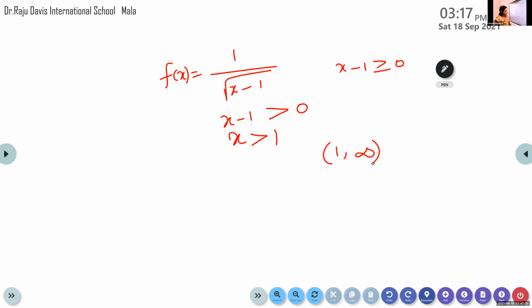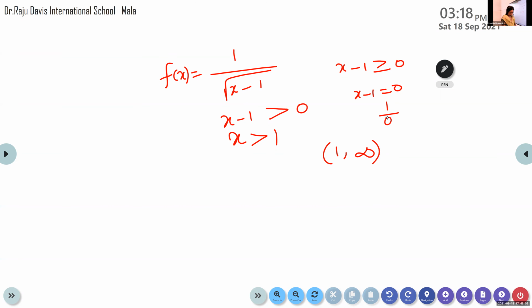Ma'am, can you explain again why we are not taking greater than or equal to? What happens when the denominator becomes 0? If x minus 1 becomes 0, it will become 1 by 0. So whenever we get rational functions, you have to keep it in mind, the denominator is not equal to 0. Along with that, here we have root. We can take square root only if the function inside the root is positive. Right, the next one.